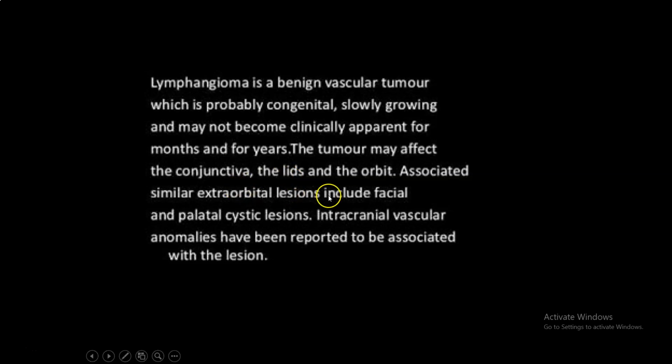associated with extraorbital lesions. So you find some cysts in the palate or the face, and you should check also the brain. There is association with intracranial vascular anomalies. The very strange thing is that the orbit has no lymphatic drainage, but you still can get lymphangioma. And another peculiar character is that the lymphangioma increases in size when you get an upper respiratory tract infection, viral infection, as if the lymph nodes are enlarged and the lymphangioma is enlarged.